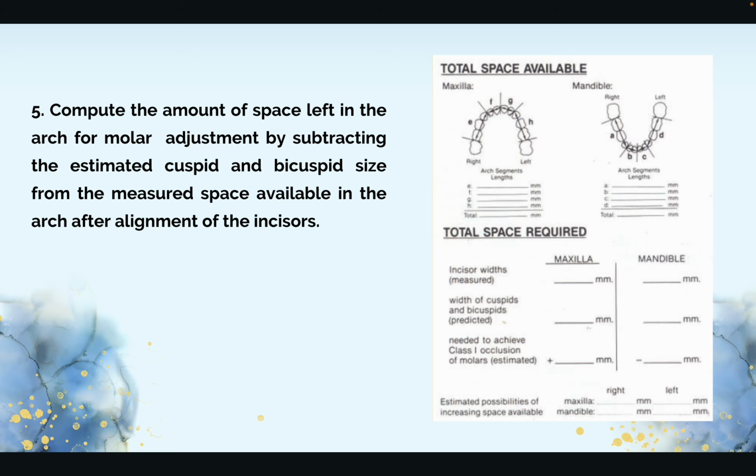The next step is to compute the amount of space left in the arch for molar adjustment by subtracting the estimated cuspid and bicuspid size from the measured space available in the arch after alignment of the incisors. And don't forget to record this value for each side. From all the values now recorded, a complete assessment of the space situation in the mandible is possible.